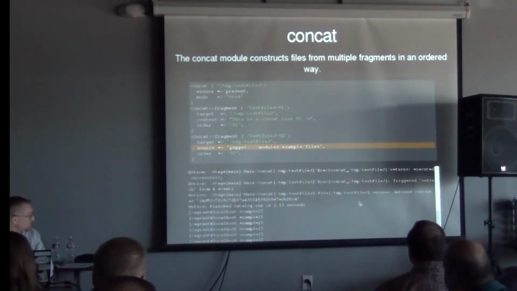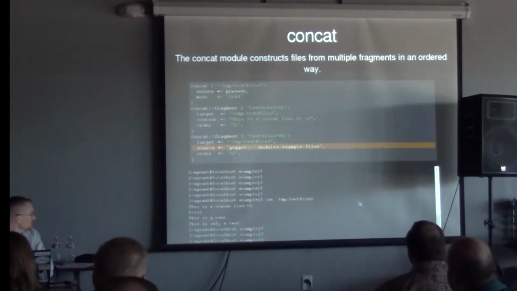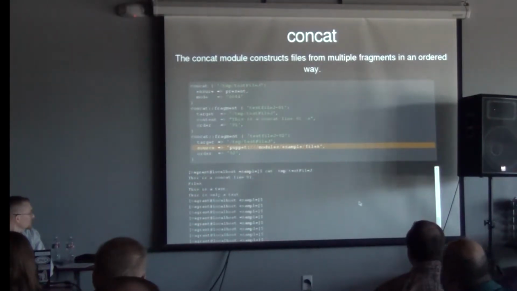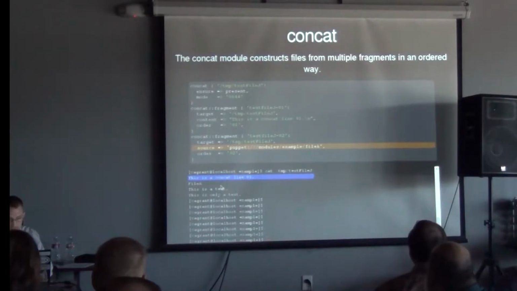All right, so the Puppet run finished, and we're going to cat our test file, and we have our first line here from the first fragment. There. And then we have the last 3 lines from our second file A fragment.